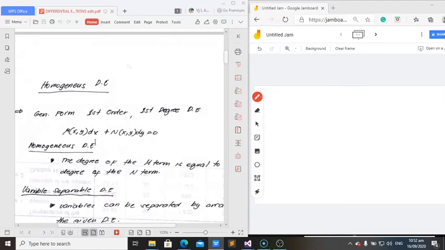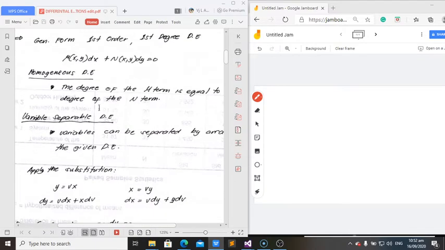The homogeneous differential equation is still using the general form that variable separable used, which is M of x dx plus N of y dy equals 0. So, in general form, they use the same form, meaning your given problem is the same. The difference is, in homogeneous differential equation, the degree of M term is equal to the degree of N term. While in the variable separable, it is basically just the separation by arranging the given differential equation.